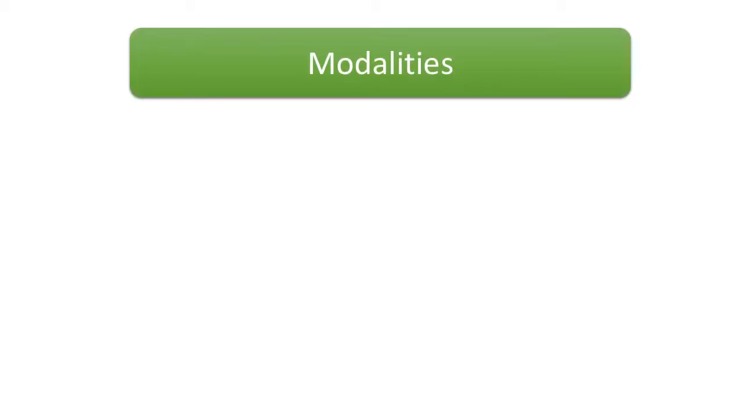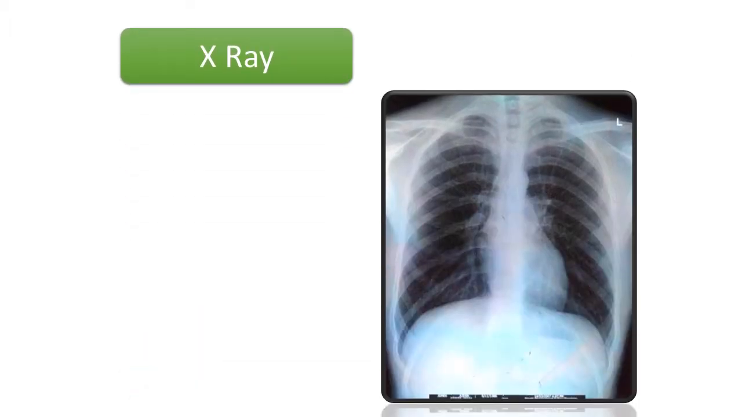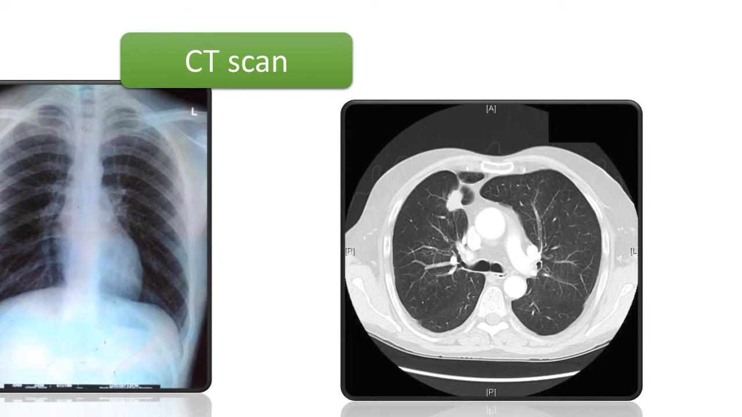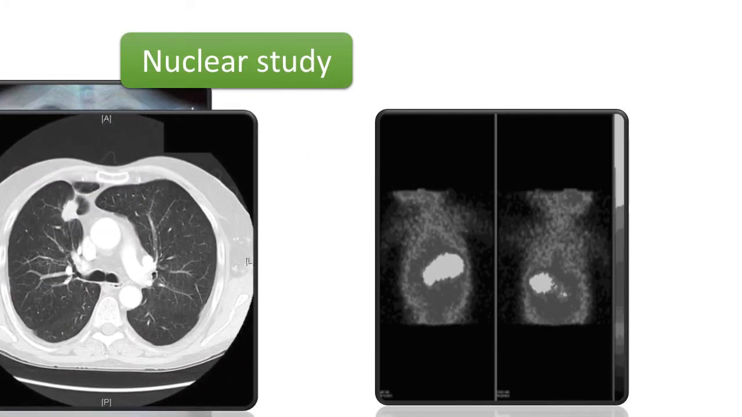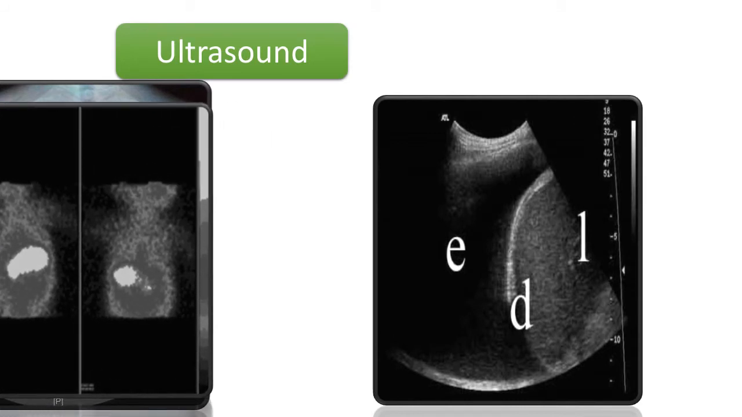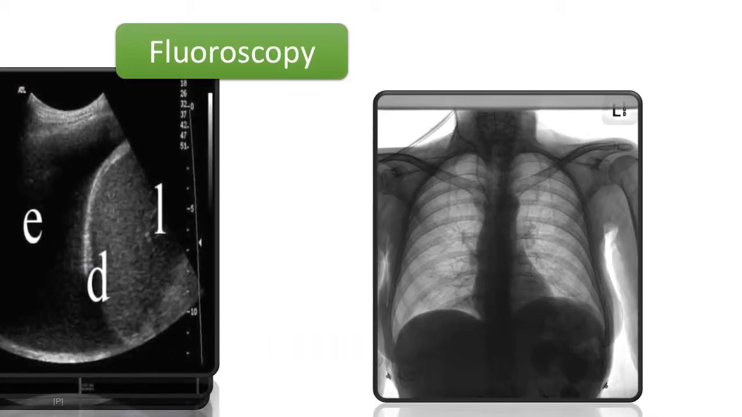Number one, the modalities. First we will discuss what modalities are available for the diagnosis of various diseases of the chest. The first one, very common, is chest X-ray. Then the CT scan, through which we can diagnose the diseases more clearly because all the anatomical structures are well visualized here. The next one is nuclear study, where you can see the uptake. The next one is ultrasound. We can diagnose pleural effusions or other collections in the pleural cavity through this ultrasound scan.